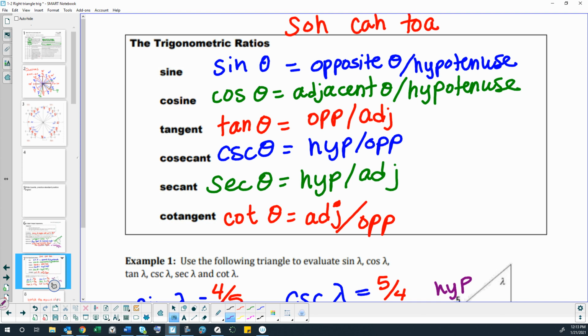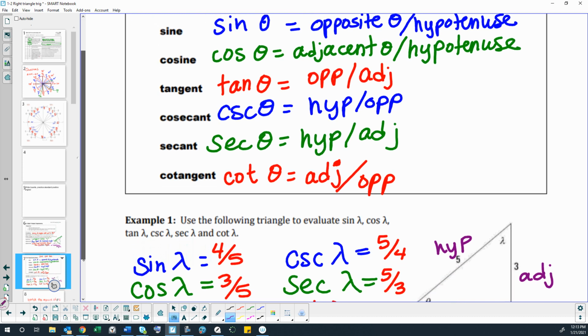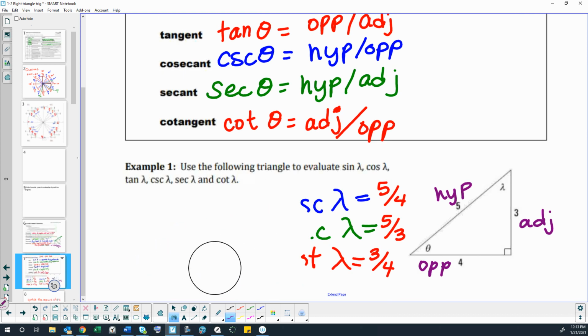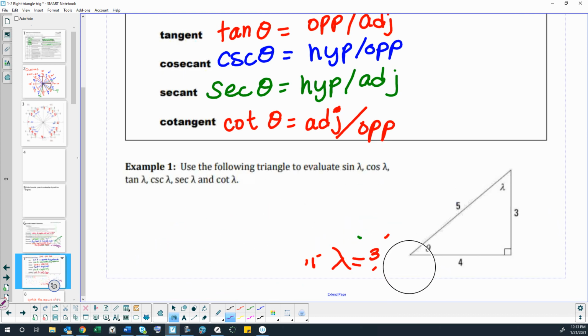Okay. I've just been kind of going from what's up here, but I'm actually going to erase this one and we'll just do it from scratch. Here's a triangle with sides labeled. We are going to find the 6 trig ratios.